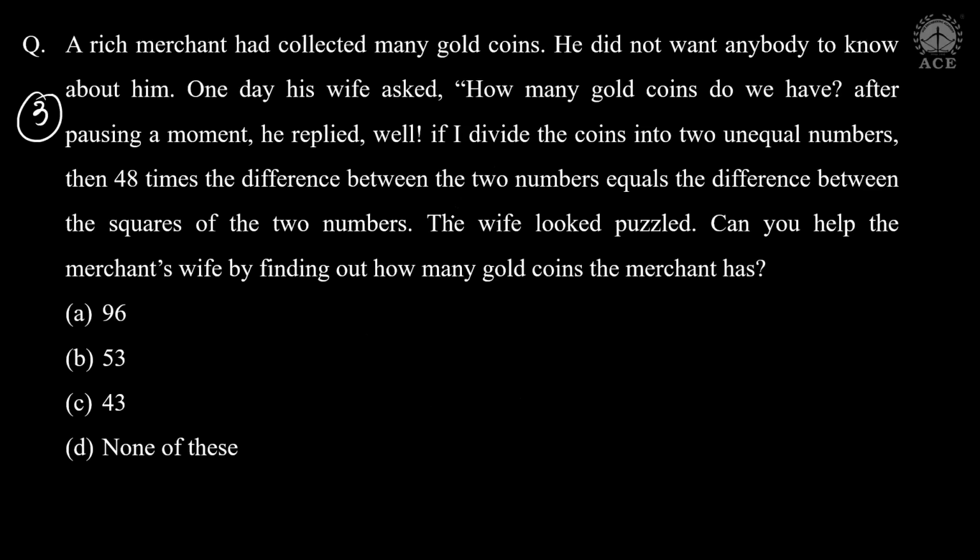If I divide the coins into two unequal numbers, then 48 times the difference between the two numbers equals the difference of the squares of the two numbers. The wife looked puzzled. Now, can you help that merchant's wife?